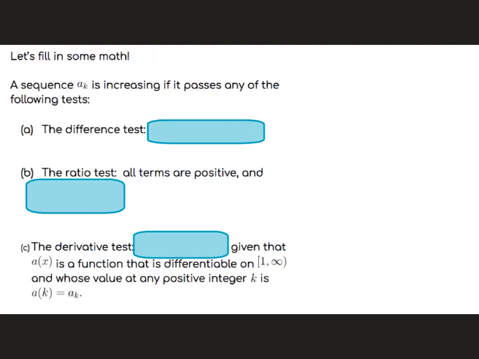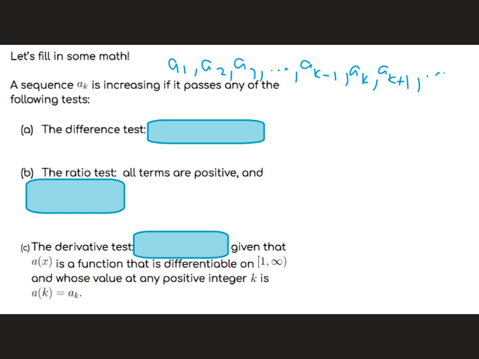All right, let's fill in some math. A sequence AK is increasing if it passes any of the following tests. All right, now the difference test has to do with subtraction. Now, if a sequence is increasing, if I take some term, so let me write down this to get us started. A1, A2, A3. We keep going, and then we have AK minus 1, AK, AK plus 1. This could be n's also, etc. We don't know how long this thing goes.